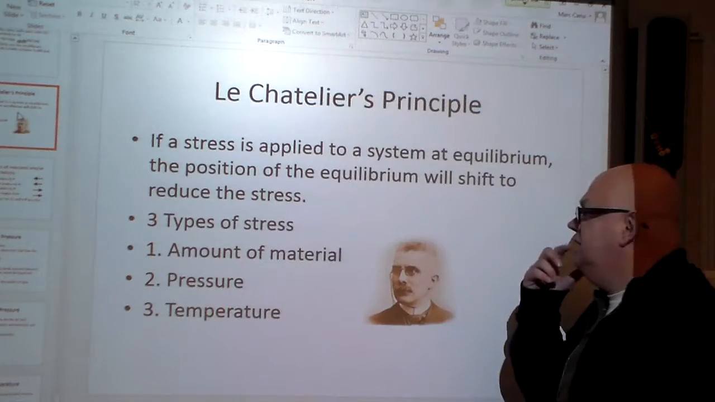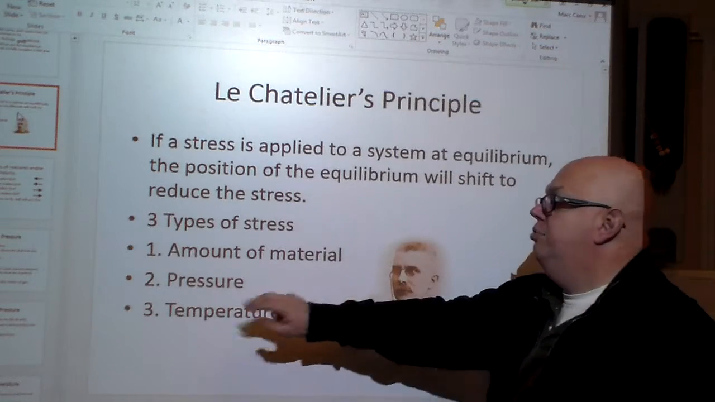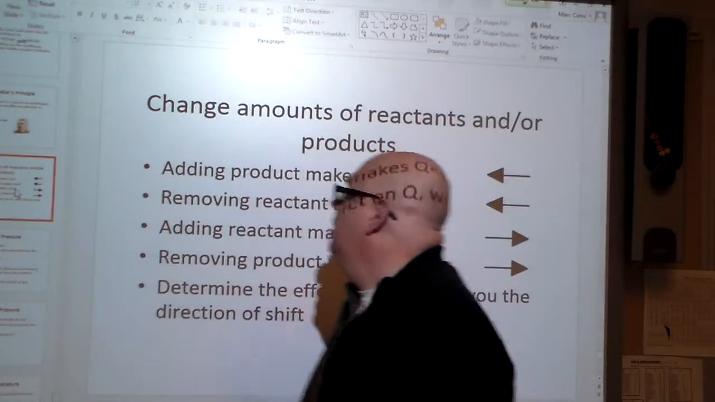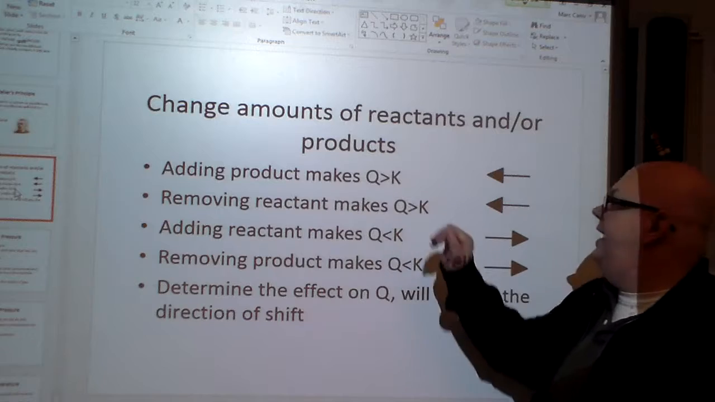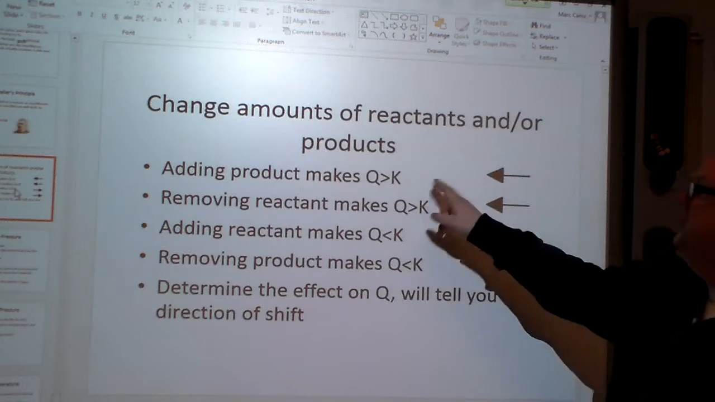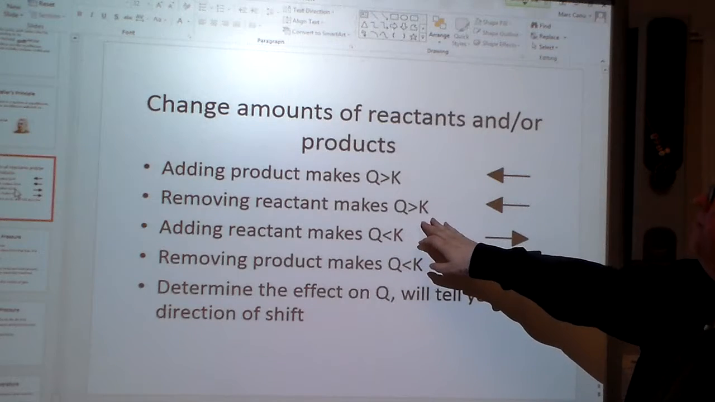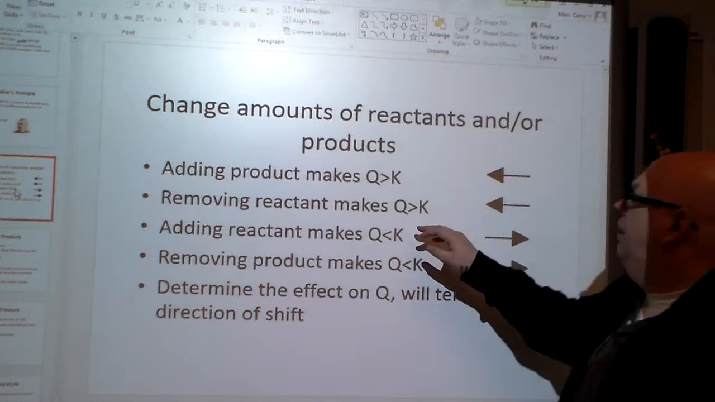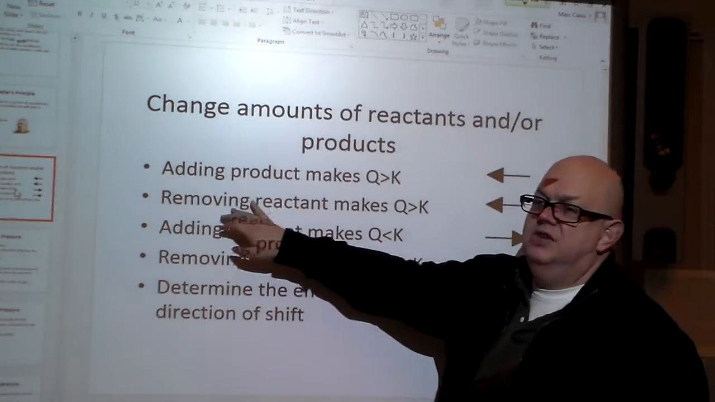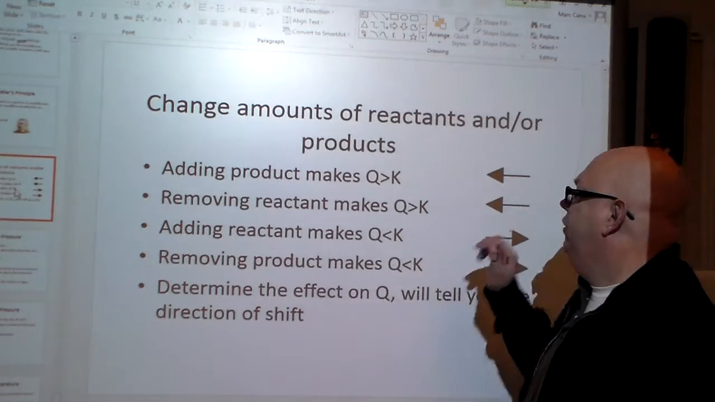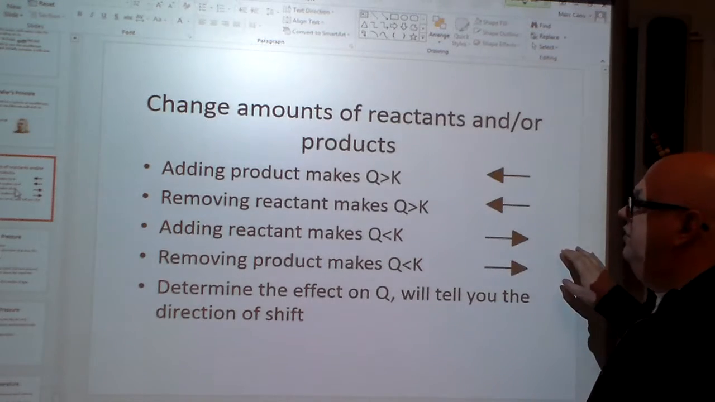But with Le Chatelier, you have three kinds of stress: the amount of material, pressure, and temperature. If you're adding products, that makes Q greater than K, so it's going to shift to the left. If you're removing reactant, that makes Q bigger than K, which also means it's going to shift to the left. If you're adding reactant, that makes Q less than K, and it's going to shift to the right.